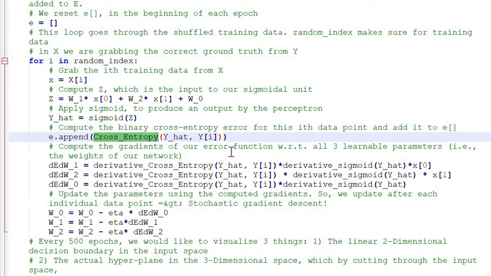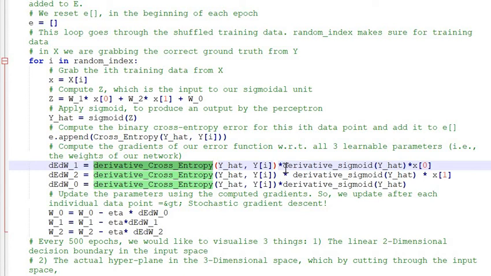Then we have to compute the gradients of the error function with respect to all the three learnable parameters. When I talk about learnable parameters, it is the weights of the network. So we are calling the derivative of cross entropy, that is y hat and yi, and then we are multiplying it with the derivative of the sigmoid function, because my input is also going into the derivative of the sigmoid function. So we are updating the parameters each and every time. We update them in such a way that my output is going to be the best, or it should be very near to my actual output.